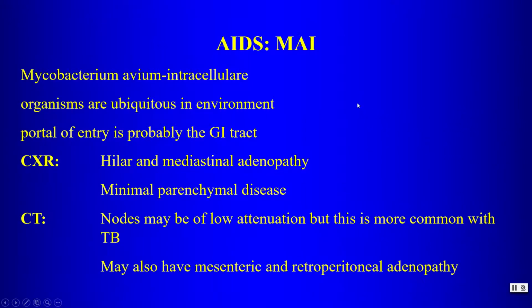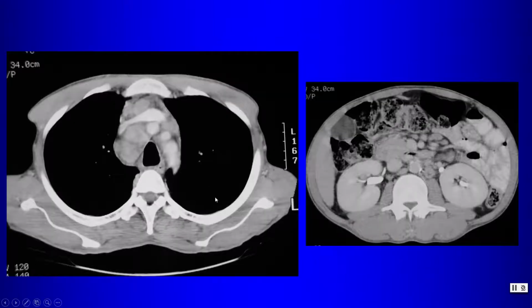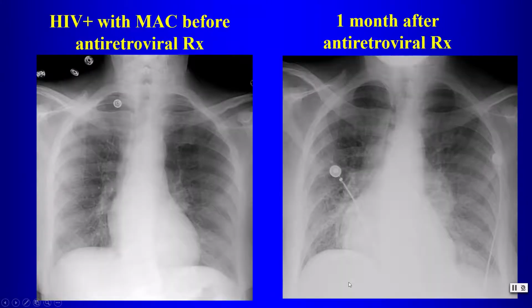Now, atypical mycobacterial infection can also occur in these patients, and they get infection from the environment. The portal of entry is probably the GI tract. Patients may have lymphadenopathy with minimal parenchymal disease. Again, the nodes may be of low attenuation, although that's more common with tuberculosis. They can also have lymphadenopathy within the abdomen. So here's a patient who has mediastinal lymphadenopathy and some enlarged nodes here within the abdomen. So this was a patient who's HIV positive with atypical mycobacterial infection.